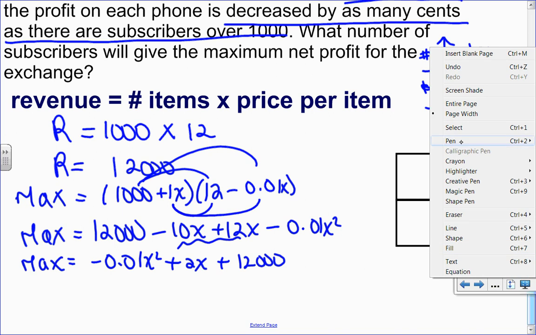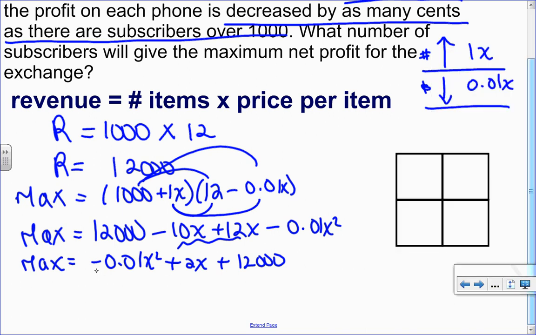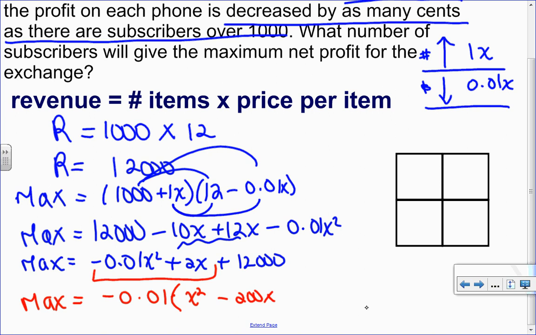So I want to complete my square now. And to do that, I'm going to factor out my leading coefficient just from my x terms. So my max revenue is going to be negative 0.01 times the quantity: negative 0.01 x squared divided by negative 0.01 is x squared, and 2x divided by negative 0.01 is negative 200x. Let's leave some room, and we have our 12,000 on the outside.